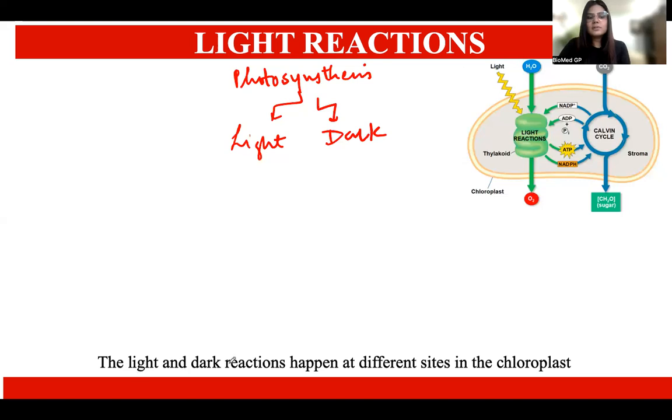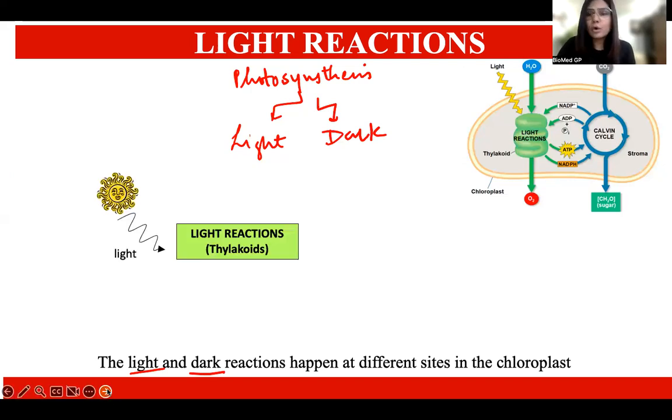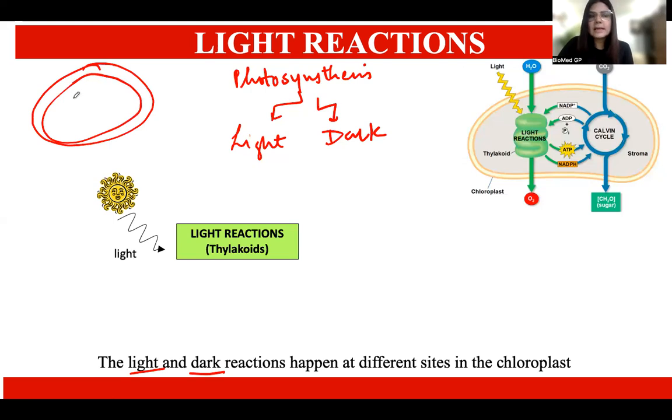Now, both of these light and dark reactions are happening on different sites of the chloroplasts. The light reactions are happening in the thylakoids when the light falls upon the plant. Thylakoids are basically the coin-like structures which are present inside the chloroplast. So let's suppose this is a chloroplast. This is a double membrane structure. Inside the chloroplast, there are these coin-like structures, and each of them is individually called a thylakoid.